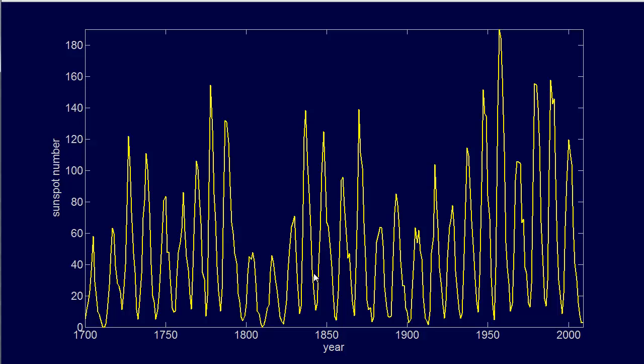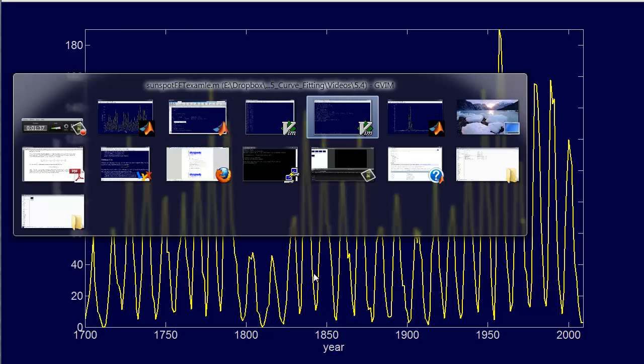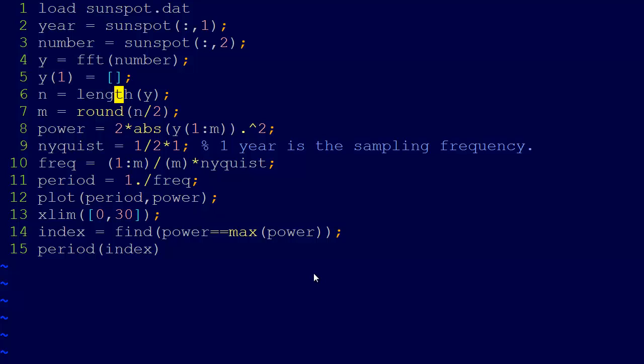So we want to figure that out, and what we can do then is use the fast Fourier transform. And so here's the file that I wrote. The first thing is you load in the data. So this is just what I called the data file that I downloaded. The next thing you do, so I named the year. That was the first column was the year, and the second column was the number. Okay, so then we do the FFT on the number.